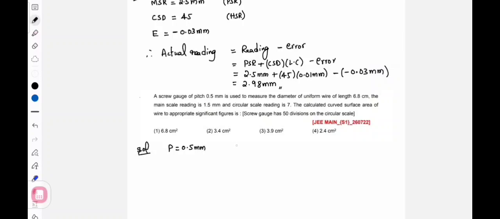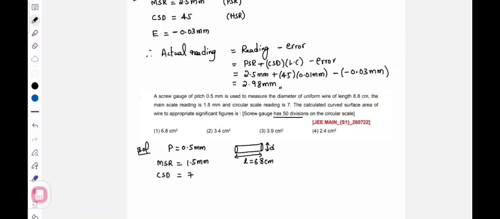Okay, they are using the screw gauge to measure what? Diameter of this tube. And the length is given as 6.8 centimeters. They gave the main scale reading, or pitch scale reading, both are the same, 1.5 mm. And the circular scale division which is coinciding is 7.